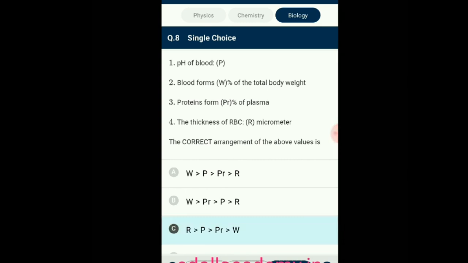Blood forms 8% of body weight. Proteins form 7% of plasma. Thickness of RBC is 2.5 micron. So the correct sequence is option A.